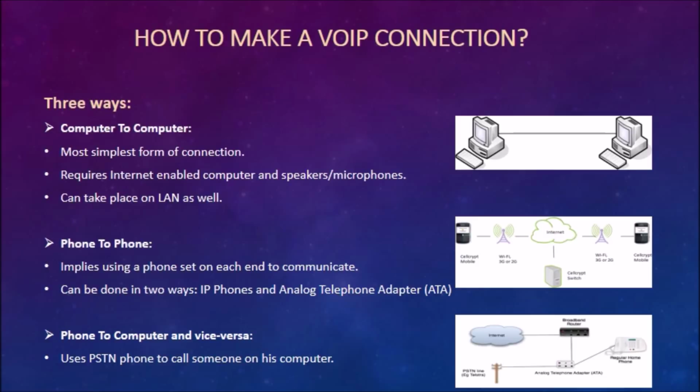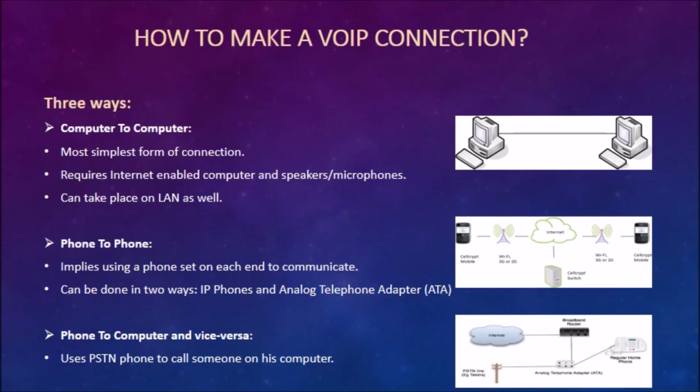First, we'll see when a computer is connected to another computer, it sends the signals directly through any type of network like LAN or WAN. It is the simplest form of connection and requires an internet enabled computer and speakers, and it can take place on a LAN as well. It has the same procedure as the phone to phone connection.